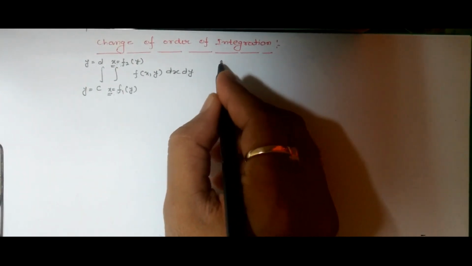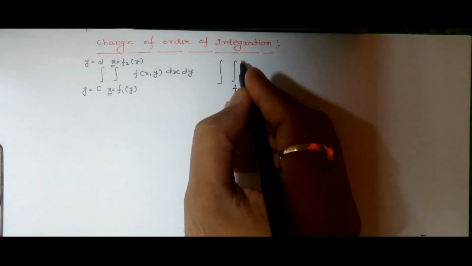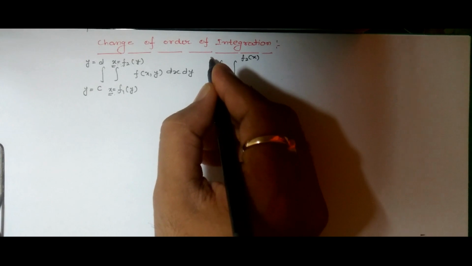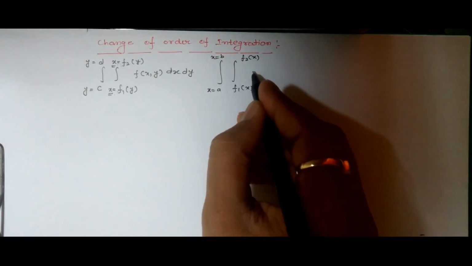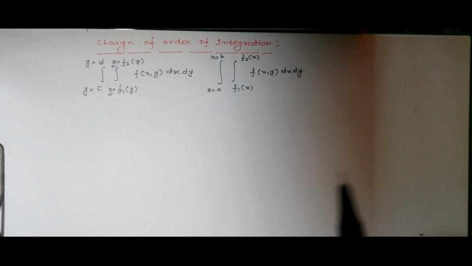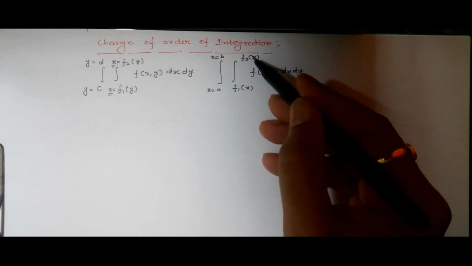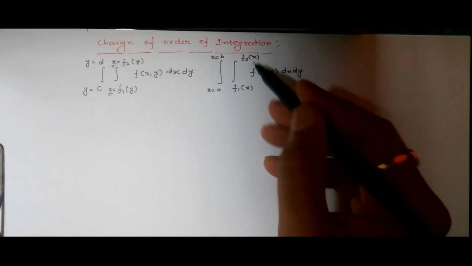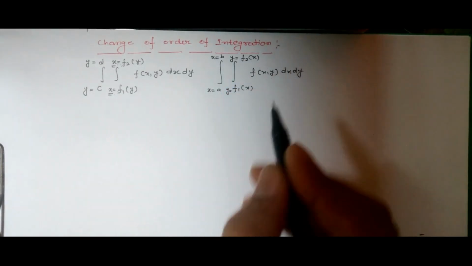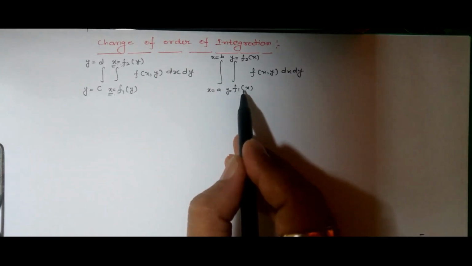Whereas if I have been given the integral with limits f1(x), f2(x), and x equal to a to x equal to b, of some function of x,y dx dy, here these are the limits of a strip, and if you look at them, they are functions of x. So if they are functions of x, they are the limits of the y variable. So I'll be integrating first with y, then with x. So here the order is first with y, then with x.